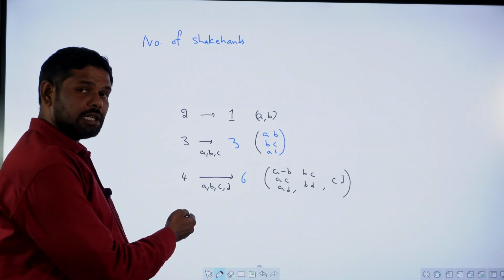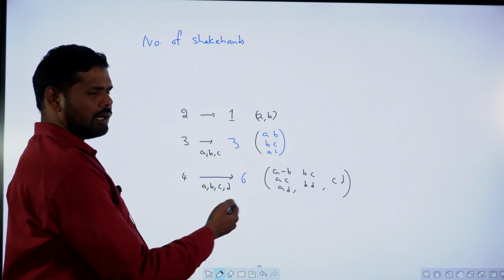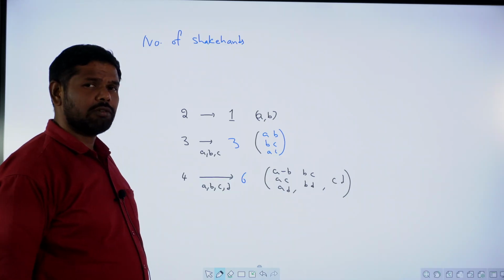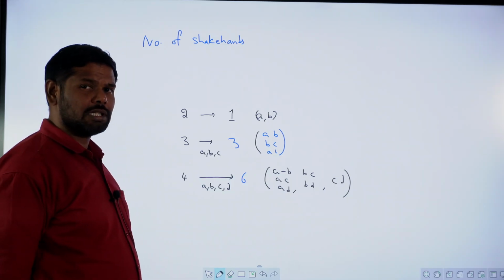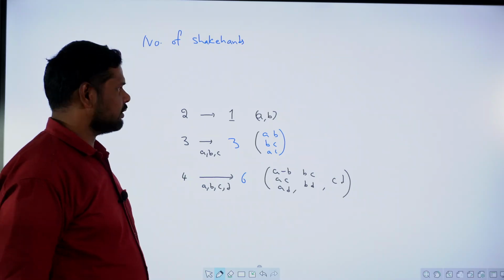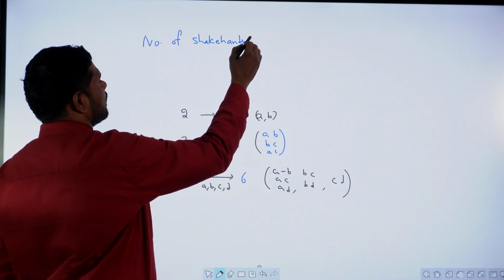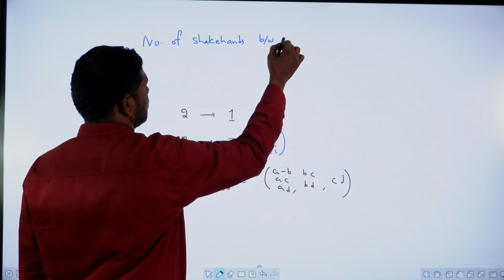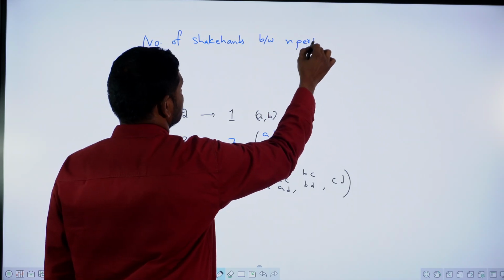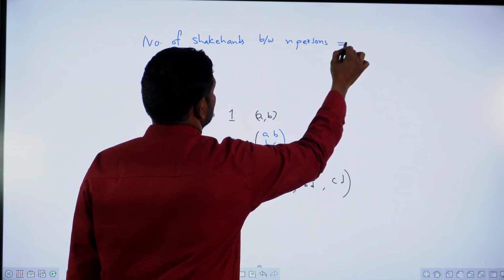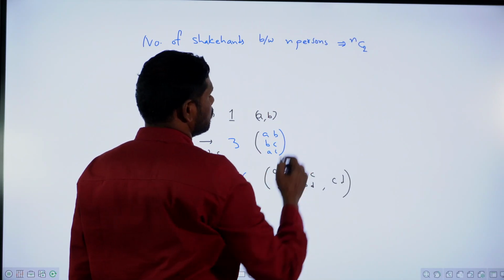Suppose 5 members are there. It is not possible to write all the possibilities. If 10 members are there, 20 members, 30 members, then it takes a lot of time. That's why, if there are n persons, the number of shake hands between n persons is always nC2. Why?